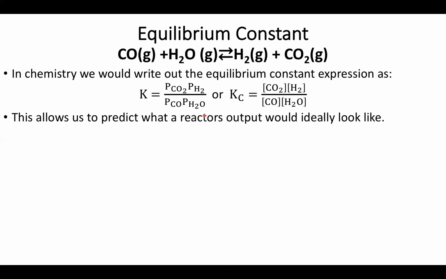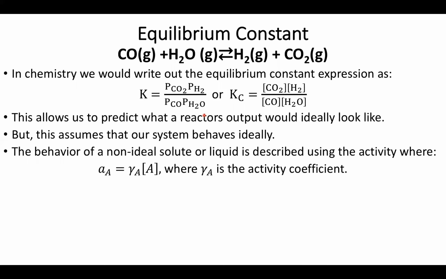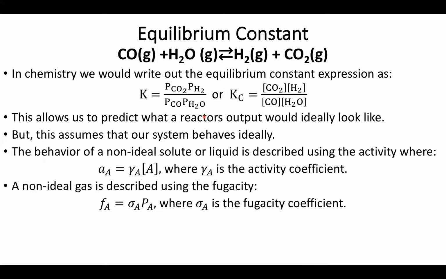So in chemistry, we're typically going to write these out as, again, a ratio of pressures or concentrations, whether we're looking at K or Kc. And this gives us an idea of what our reactor outputs are going to look like if they behave under ideal or infinite time considerations. But again, this is going to assume ideal behavior. So in reality, don't forget, we're going to need to make use of activities and activity coefficients. But again, a lot of industrial reactions like performing reactions in the gas phase, where we have increased reaction rates. So we're going to also want to make use of things like fugacities and the fugacity coefficients.